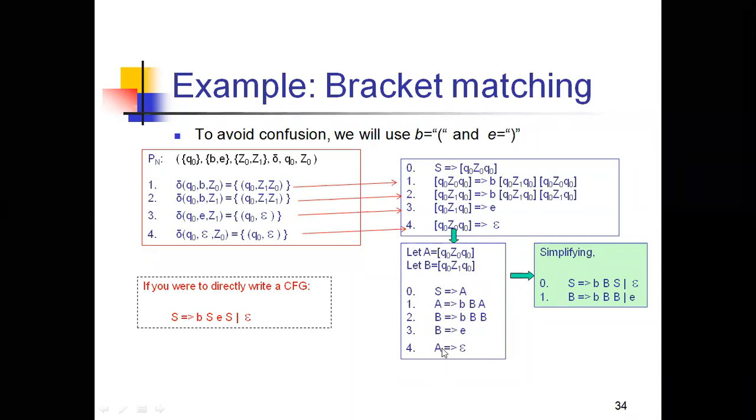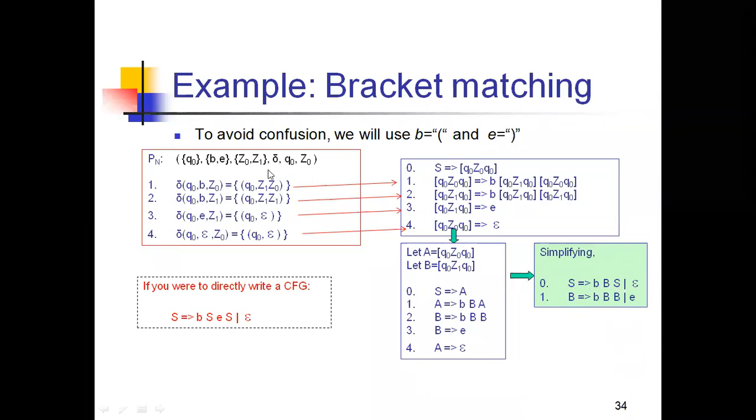To remove them, by eliminating the A, I need to replace it with what the A is defining, and wherever I have an A, I need to replace it with epsilon. So after simplifying and reducing this grammar, the simplified grammar is S tends to BSS or epsilon, B tends to BBB or E. So this is the simplified context free grammar from the given PDA.